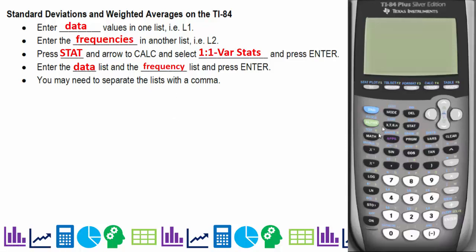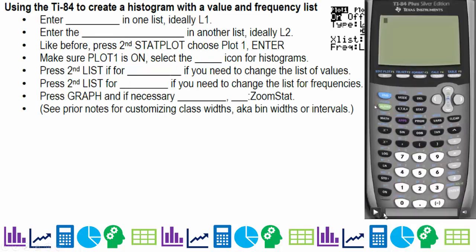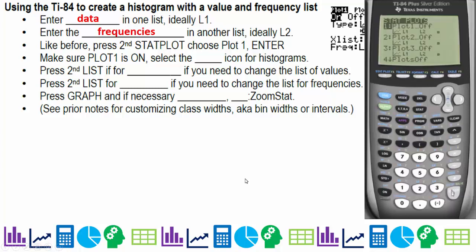Now you can also create a histogram. So how do we do that? Make sure your data is in list 1 and enter the frequencies in list 2. Then press second stat plot, plot 1 and enter. Make sure you go to that third icon right there and press second list for X list 1 and change that to make sure it's right. And then second list for list 2, and we have list 2 as frequencies.